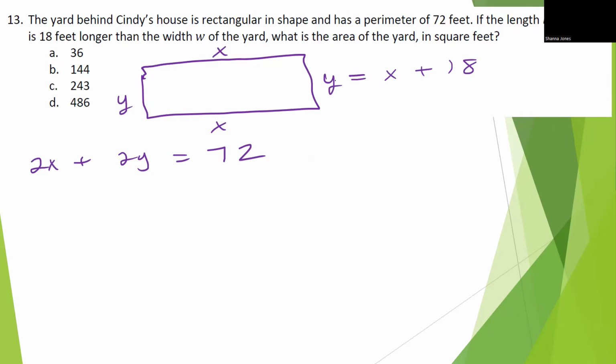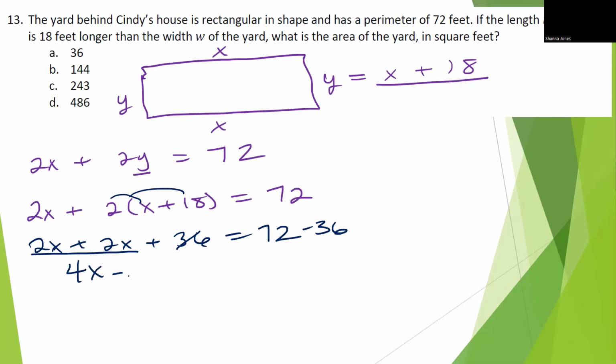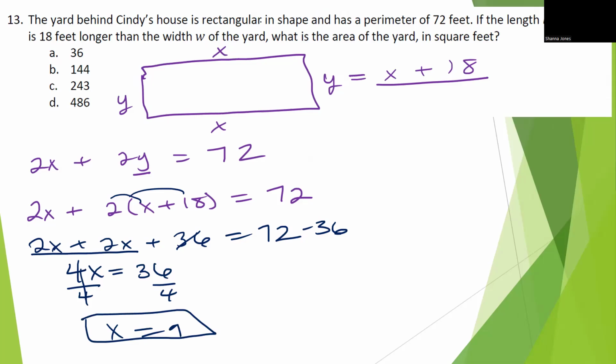So now I can substitute in for Y with X plus 18. So where Y is, I can plug in X plus 18. So we get 2X plus 2 times X plus 18 equals 72. So we get 2X, distribute, plus 2X plus 36 equals 72. I'm going to subtract 36, and I'm going to combine 2X and 2X. What does 2X and 2X make? 4X. What is 72 minus 36? 36. And then we do what? Divide by 4. What is our X equal? Our X equals 9. So if X equals 9, I now know that this is 9, and this is 9, and this has to be what?